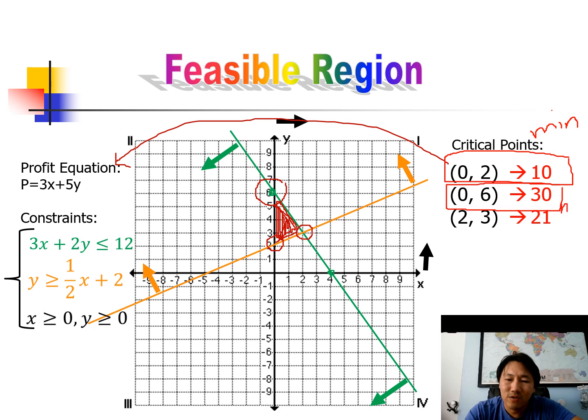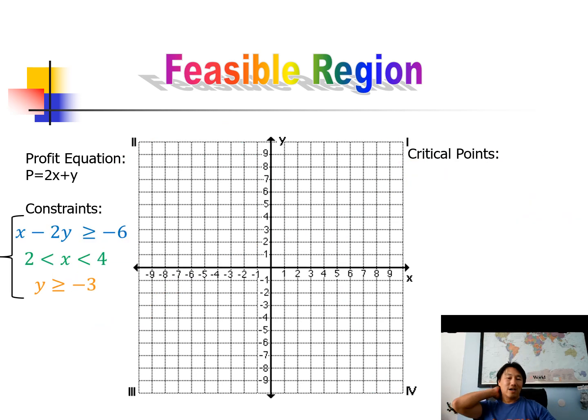All right, so that's how you do these things: you just graph all of them, see where all of the shaded regions overlap, and then find the critical points, and then find the max and the min. All right, let's do another one just for fun. Actually, we have one more after this, so we're gonna have lots of fun today. Notice the profit equation is a different equation now. We have new constraints, and so we're going to be looking for a different feasible region.